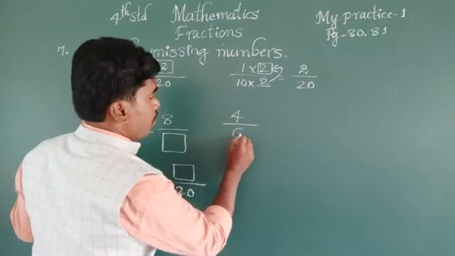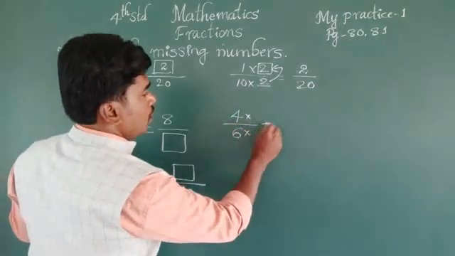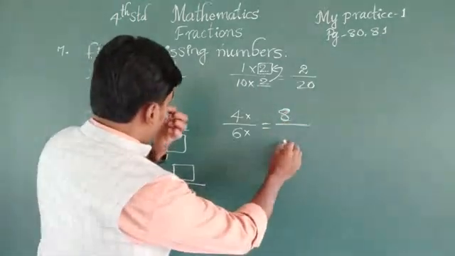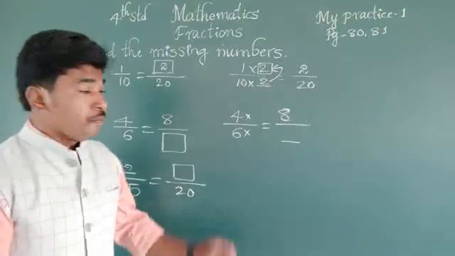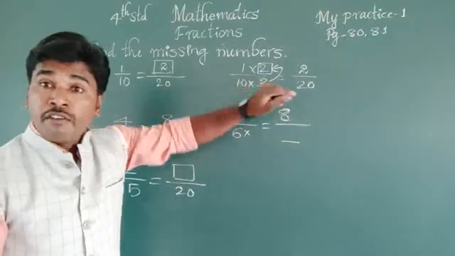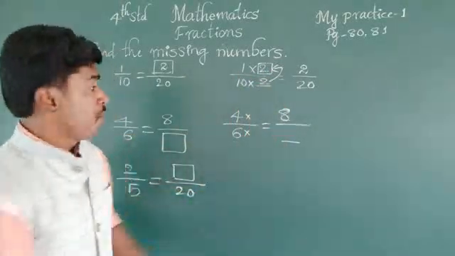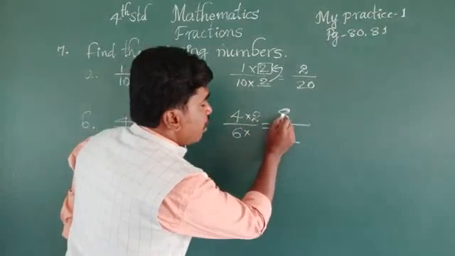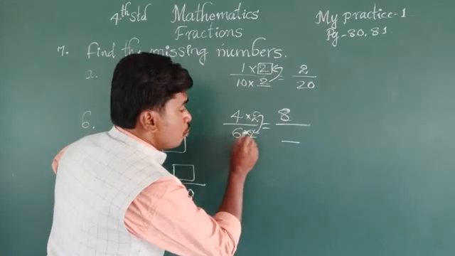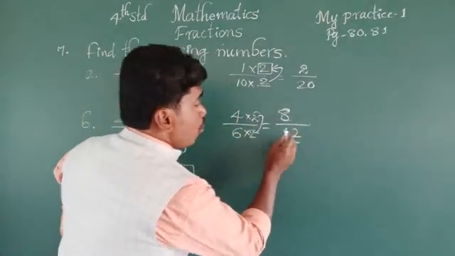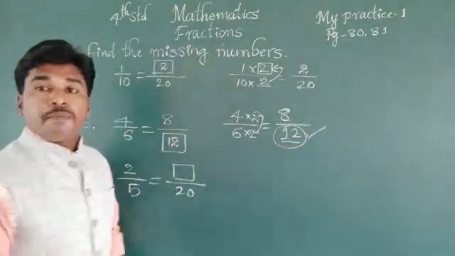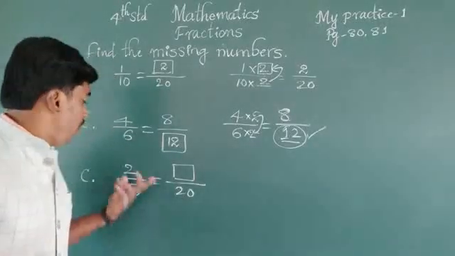4 by 6 is equal to 8 by dash. You need to find this one. Observe, dear children. For 4, by which number do you multiply to get 8? 4 ones are 4, 4 twos are 8. With the same number, you multiply here also. 6 twos are 12. So what is the answer you got here? You got 12. Here also you write 12. I hope you understood. Now you come to the third one.